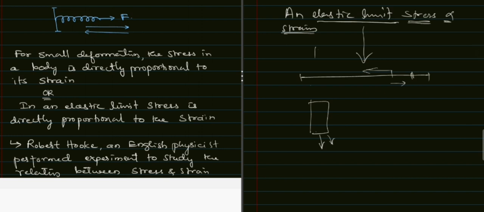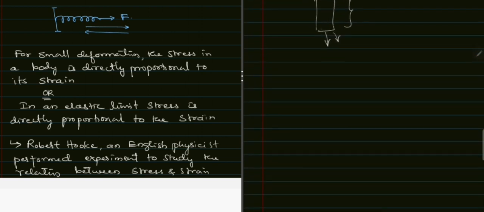Up to that, the material regains its original state on removal of the deforming force. When the applied force is a maximum, it is responsible for breaking the elasticity. So up to that force is called the elastic limit. So in the elastic limit only, the stress is directly proportional to the strain, and then Hooke's law is obeyed for that material.